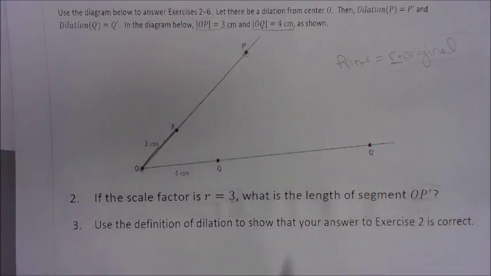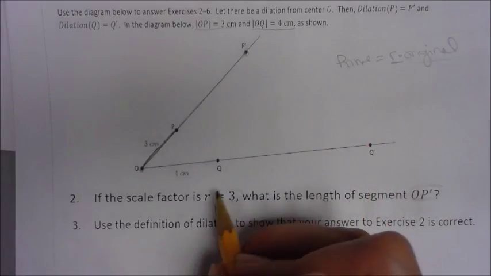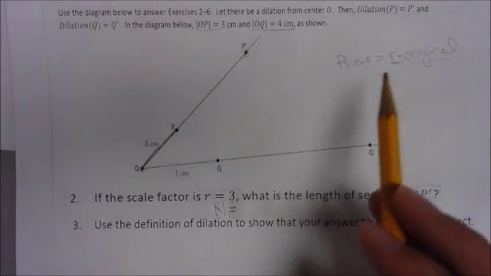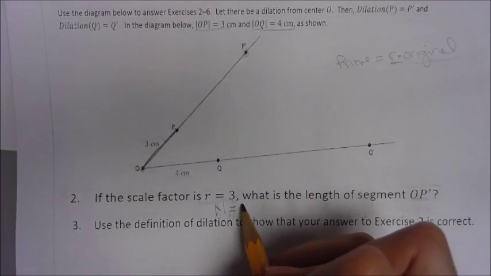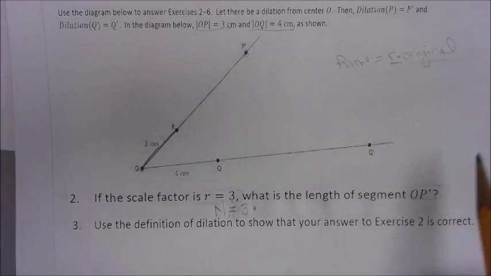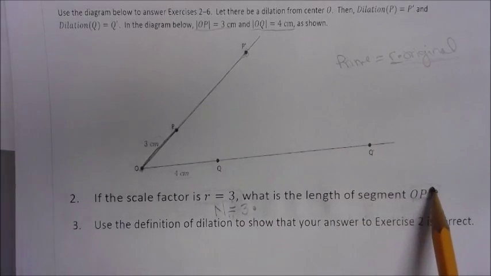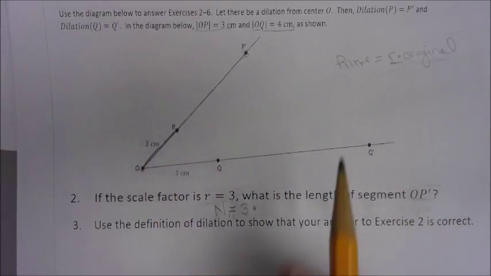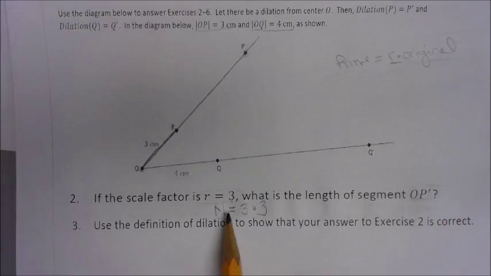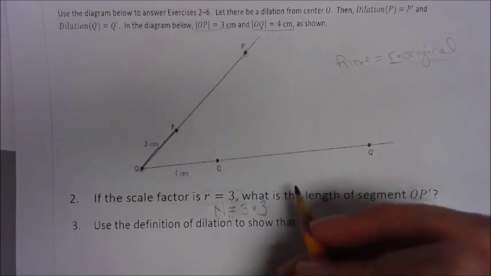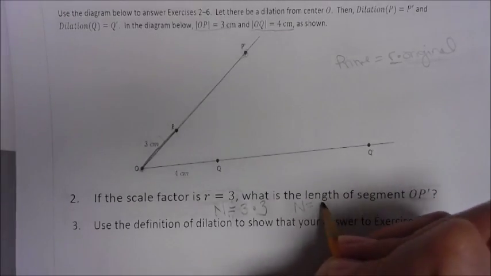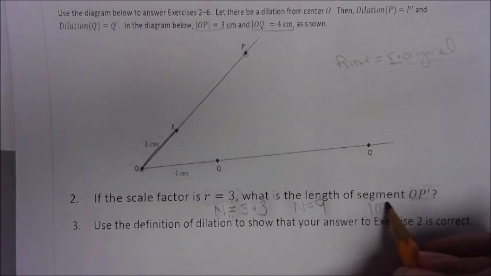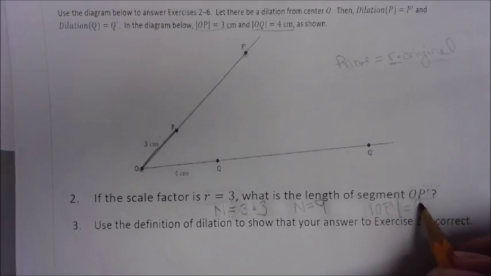It says if the scale factor is R equals 3, what is the length of the segment OP prime? So as soon as I see that prime measurement, I know that it's asking me for that new measurement. So I use that variable in for our new measurement, equals R, so we know R equals 3, times the original measurement. So if OP prime is my new, then my original measurement would just be O to P, which I can see is 3 centimeters. So now I solve for N, and I know to find my new measurement, I take 3 times 3, which is 9. So now I have the answer to the measurement of OP prime, which is equal to 9 centimeters.